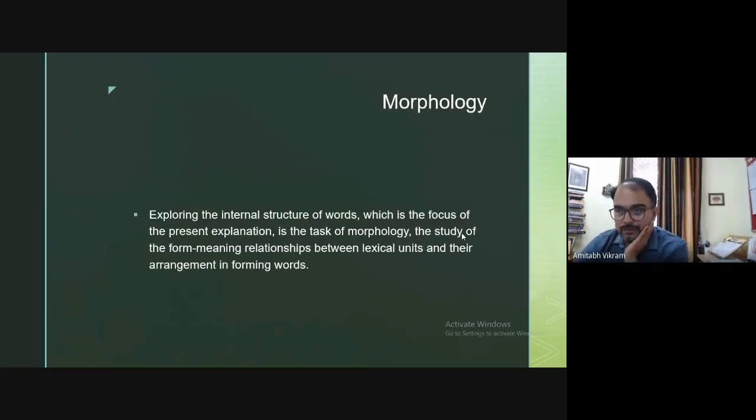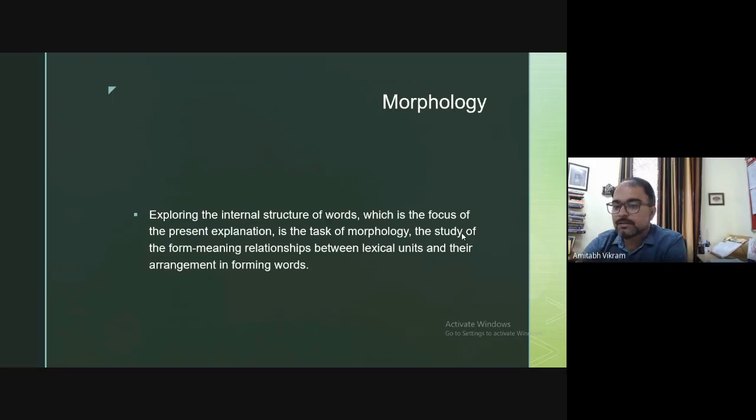So what do we do in morphology? Previously we have seen one definition of morphology. Now we are modifying our definition and including some other elements in that. So in morphology, we explore the internal structure of words, how words are formed actually. We try to look at the root of that particular word.